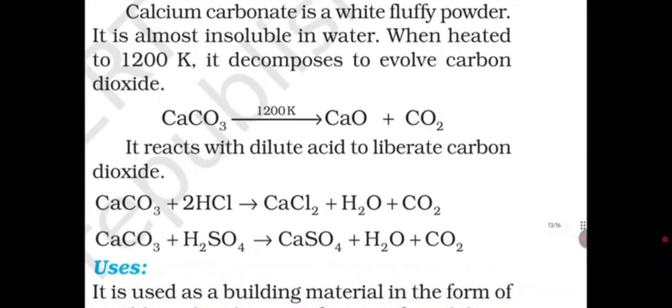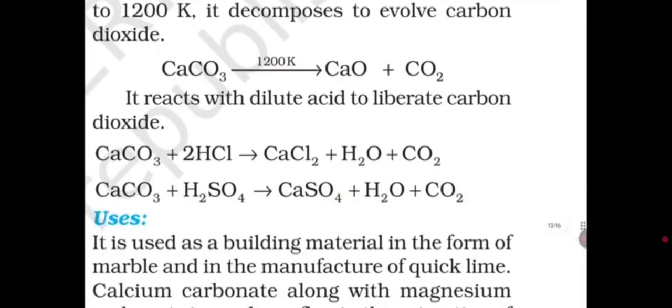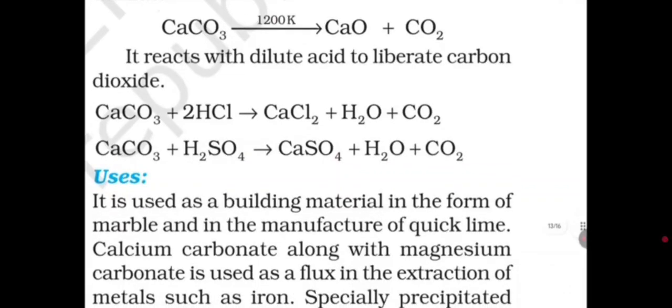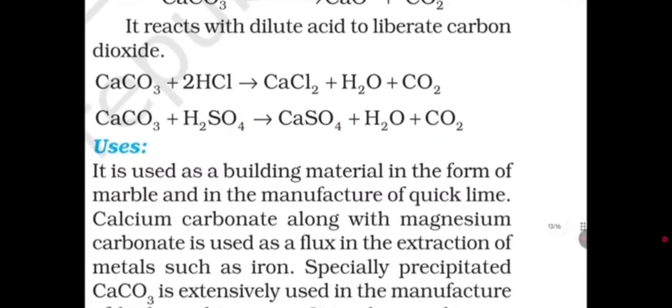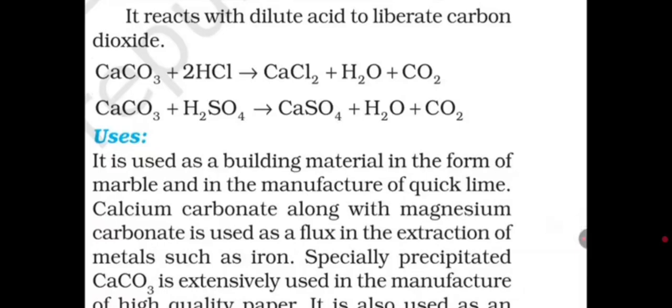Calcium carbonate is a white fluffy powder. It is almost insoluble in water. When heated to 1200 Kelvin, it decomposes to evolve carbon dioxide. CaCO3 at 1200 Kelvin gives CaO plus CO2. It reacts with dilute acid to liberate carbon dioxide. CaCO3 plus 2HCl gives CaCl2 plus H2O plus CO2. Next reaction is CaCO3 plus H2SO4 gives CaSO4 plus water plus CO2.